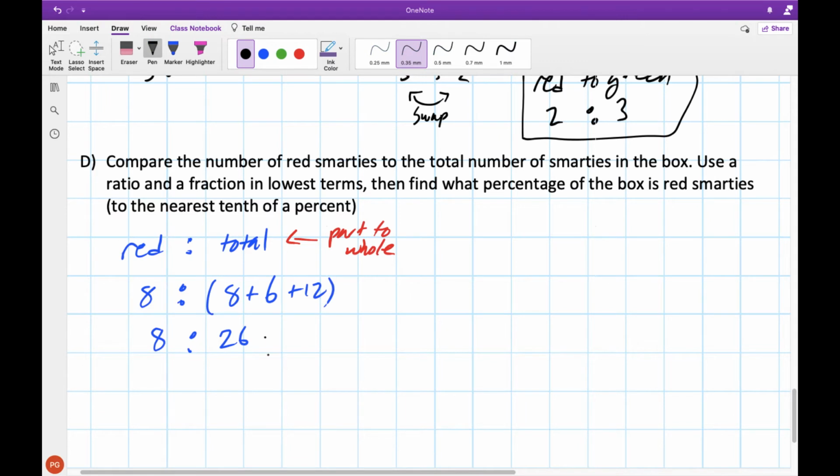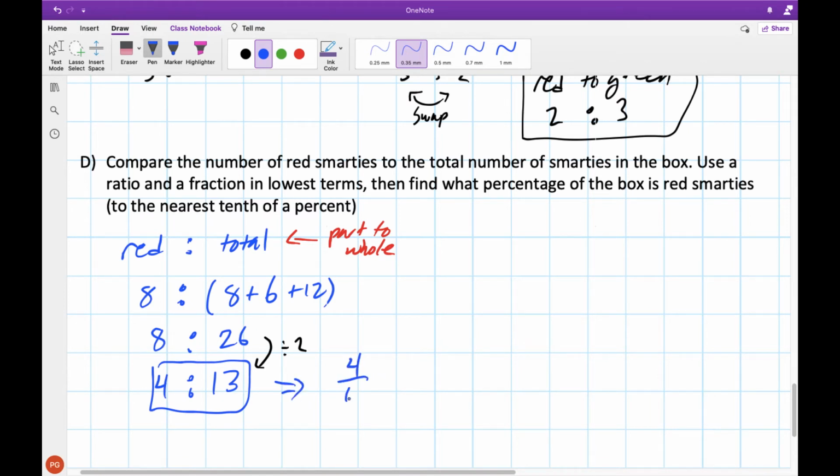Now we can reduce this. Both of these can be divided by 2, which gives us a ratio of 4 to 13. We can't reduce this any further, so this would be our ratio in lowest terms, which we can write as a fraction in lowest terms by just putting 4 divided by 13. Because this ratio and this fraction are the same, we're comparing one part to the whole.